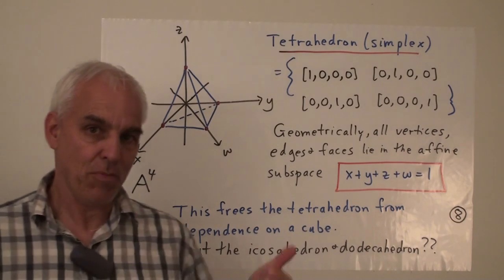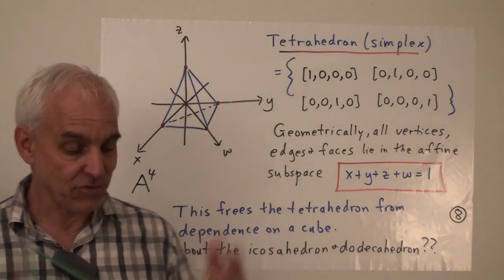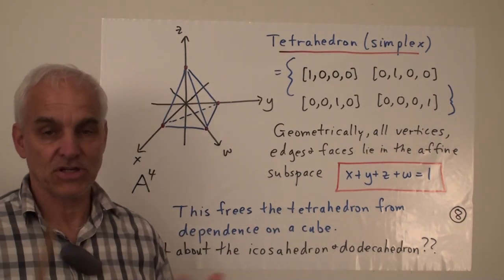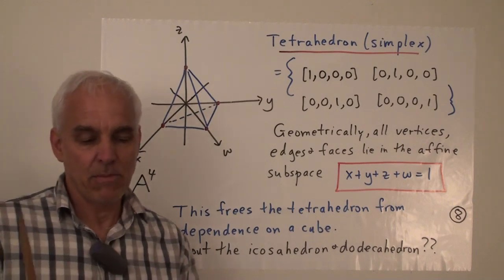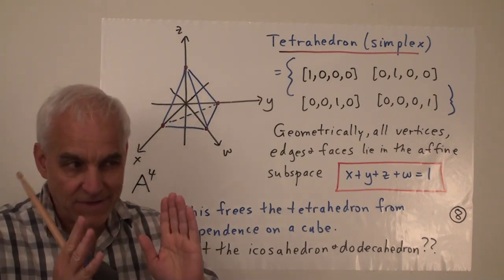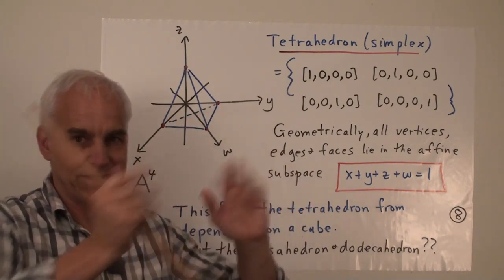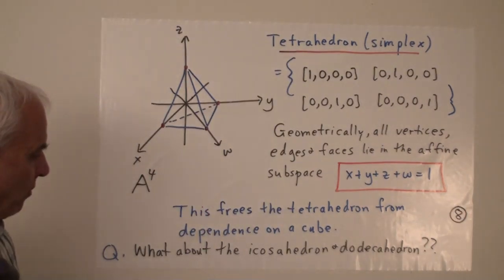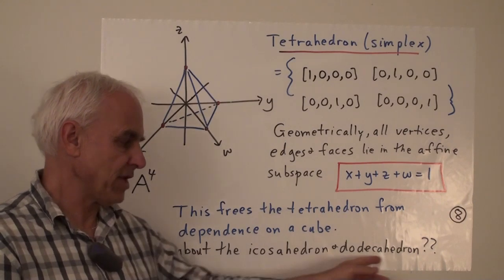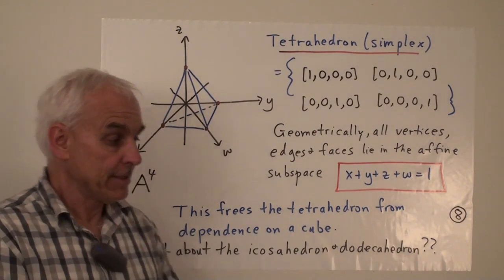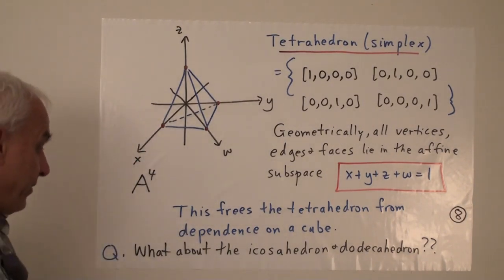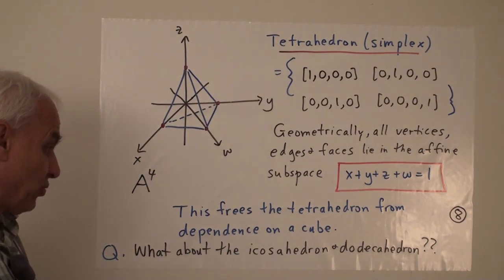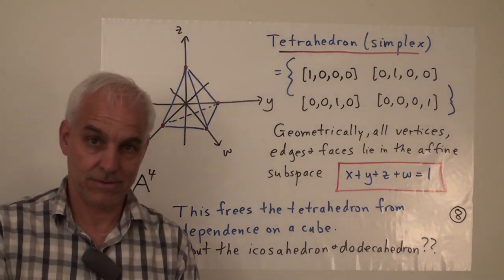We have the cube, the octahedron, and the tetrahedron. We have not just very explicit constructions of them, but we also have ways of seeing them as parts of a family as they go up in dimension. That's very nice. What about the icosahedron and the dodecahedron? Well, the reality is that that story is much more complicated.